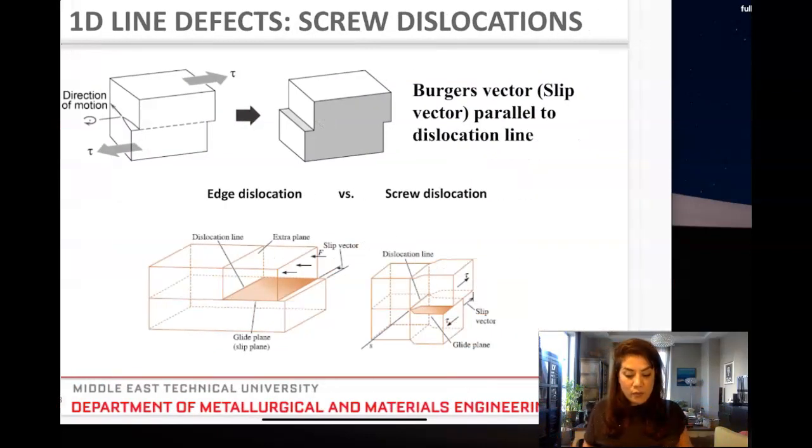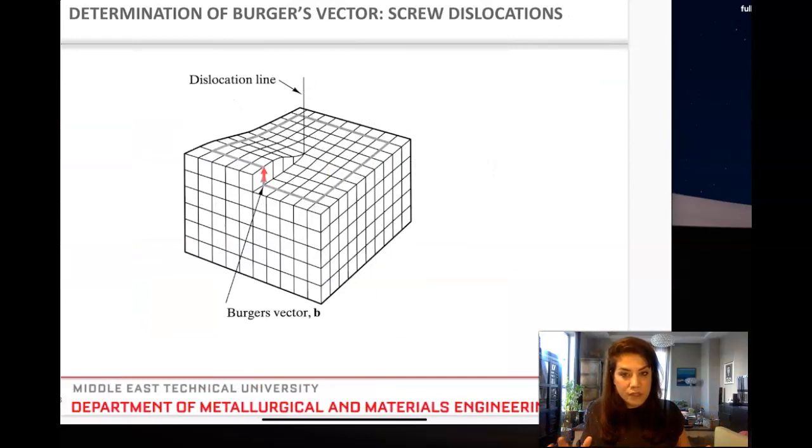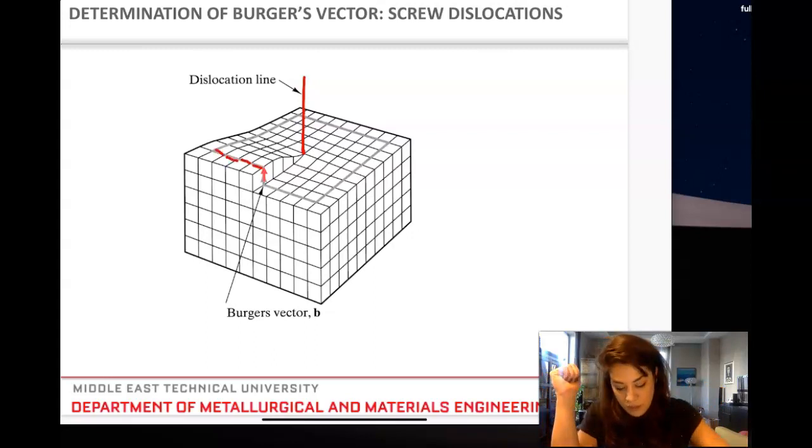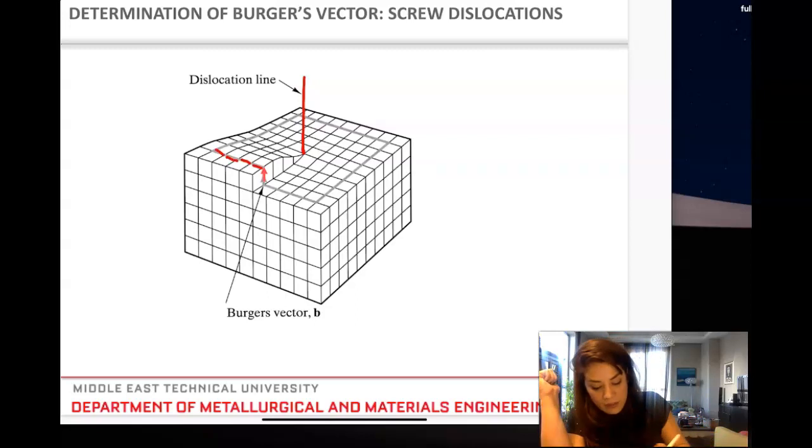How do I determine the Burgers vector in this case? It's very easy. I do the same thing. After I identify where my dislocation line, the core of that movement, is, I make a full turn around it. So I start from here, 1, 2, 3, 4. You can start indeed if you would like, 1, 2, 3, 4, 1, 2, 3, 4.